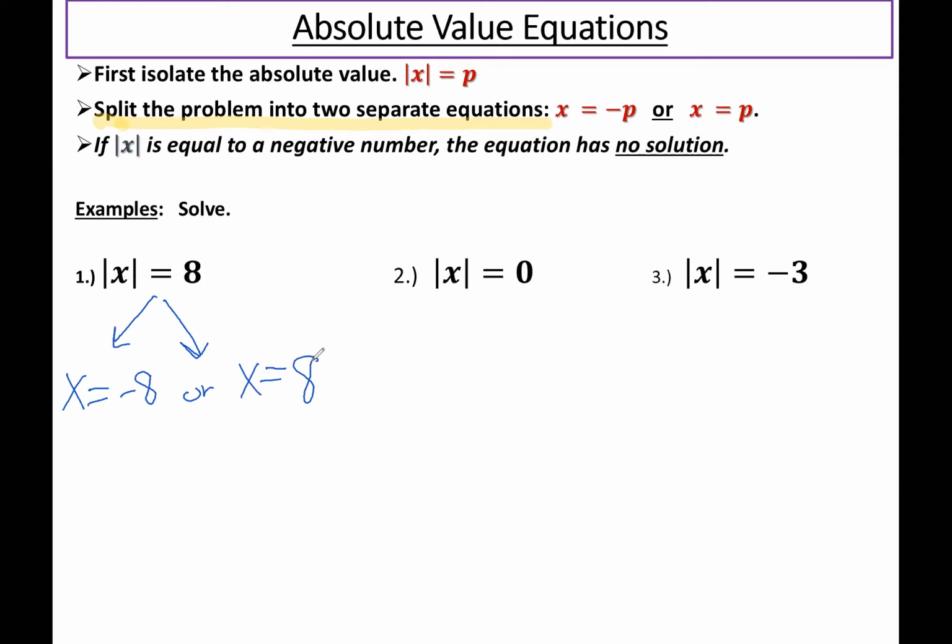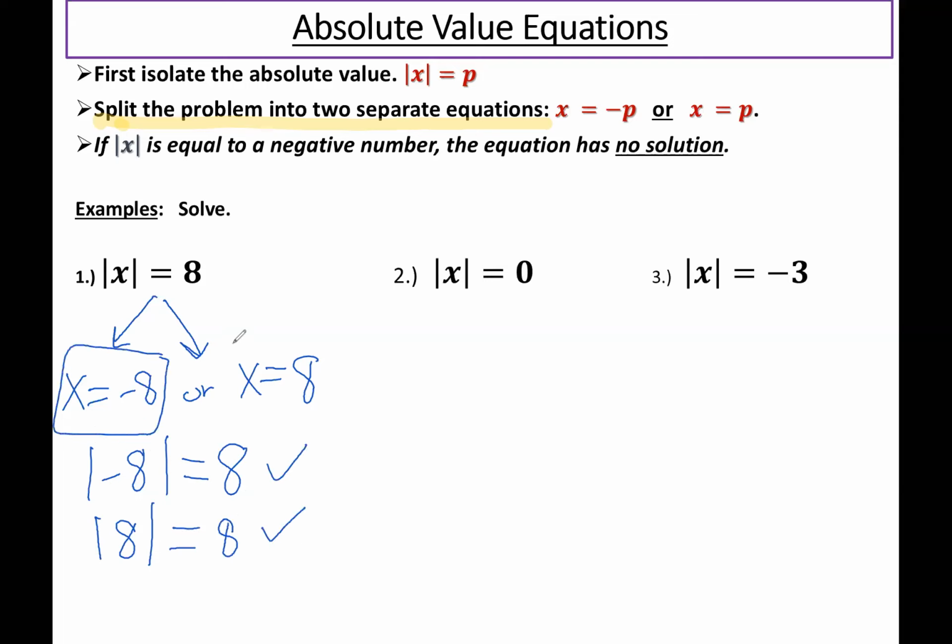Why do they work? Well, let's check. If you take the absolute value of negative 8, remember absolute value is always positive. The distance from negative 8 to 0 is 8. Now let's check our other answer. The absolute value of 8, how far away is it from 0? Still 8, okay? So both of those solutions work. So there are two solutions for these equations. That is kind of strange, right? You're used to getting just one answer for x, okay?